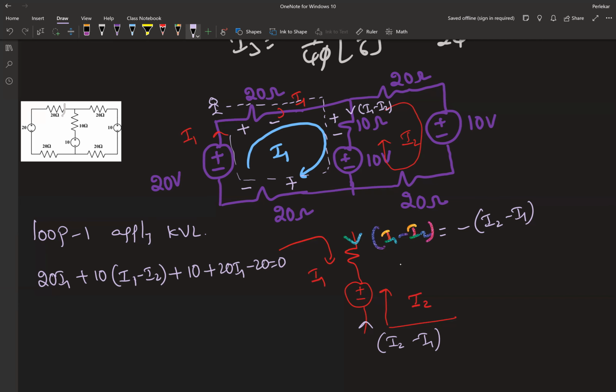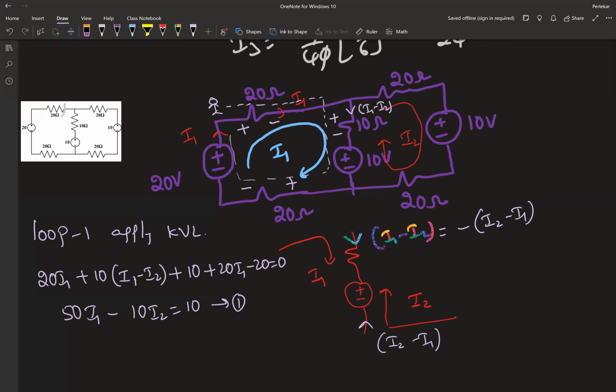The biggest mistake I see most of the time is that sometimes you may forget writing down I1 there, and it's a big error. Kirchhoff's voltage law is nothing but adding voltages in a closed loop. The sum of the voltages must be equal to 0. So 20 I1, 10 I1, 20 I1. So this is 50 I1 minus 10 I2 equal to 10. This is my first equation. Any questions so far?